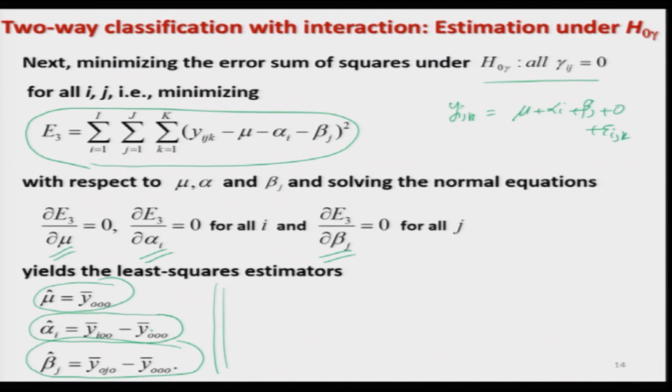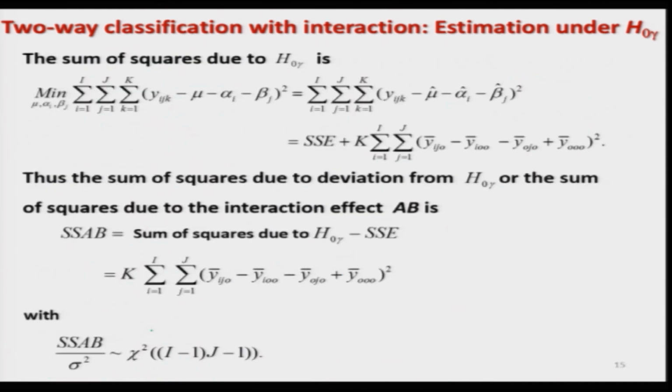So, don't you think you are now getting more confidence in how the similarity in the estimators comes about? Now you have to do the same thing: you can obtain the sum of squares due to H naught gamma, and from there you can obtain the sum of squares due to the interaction effect.